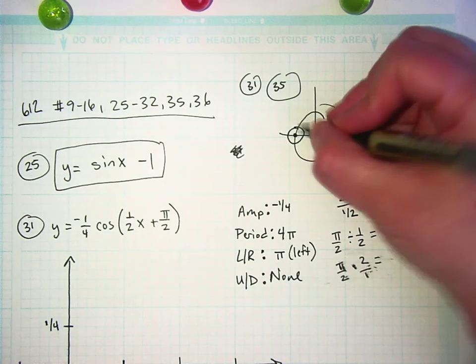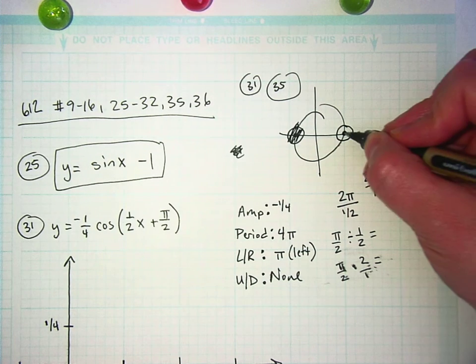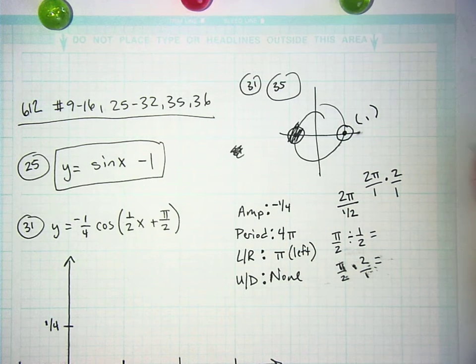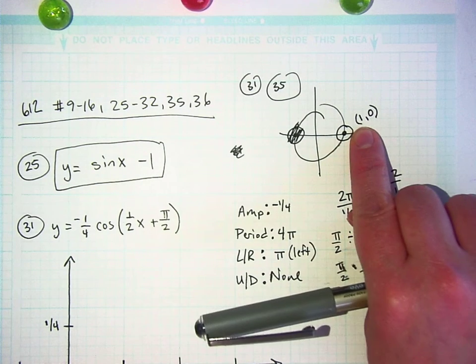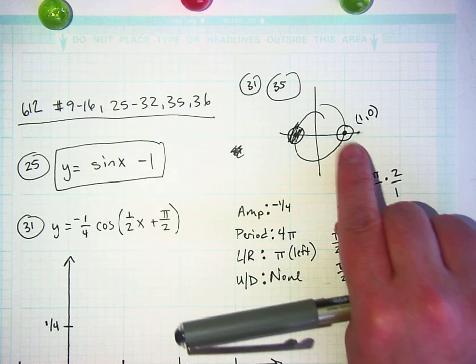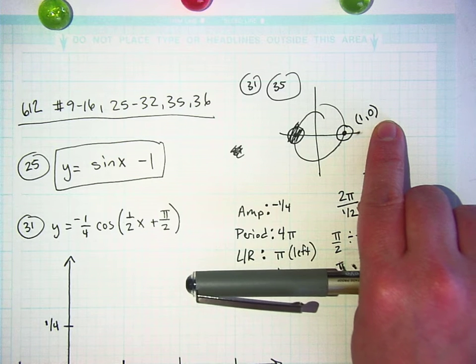Wait, I'm sorry. I've got it backwards, don't I? Over here? That better? That's 2 pi. Okay, this is 0 or 2 pi, right? But what's the point? 1, 0. Remember, 1 is the cosine and 0 is the sine. Whenever I'm confused about this, I always think about the beginning of the unit circle. Cosine, the x starts at 1, and the y starts at 0.